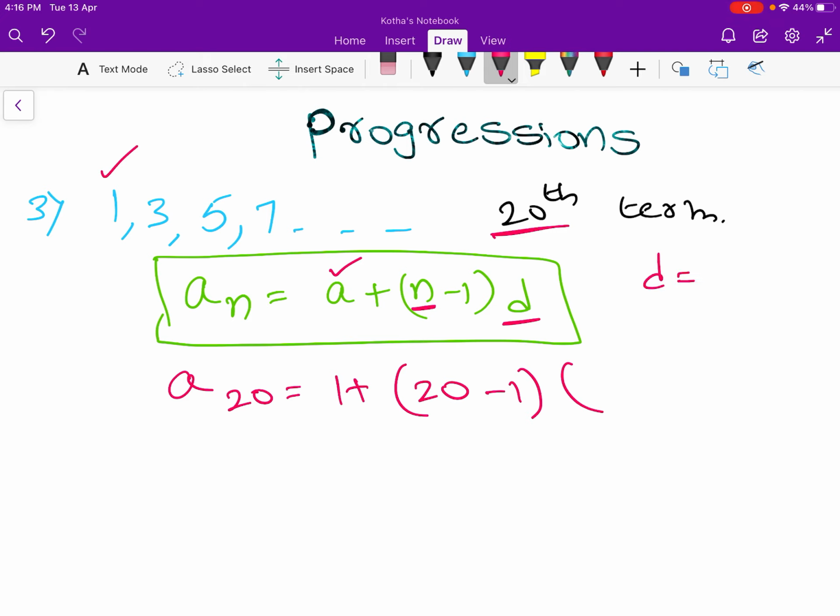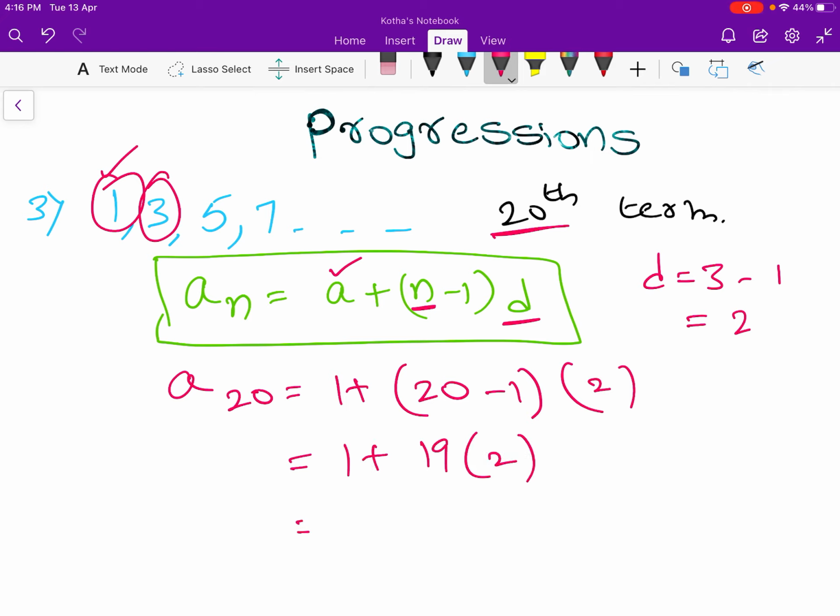So common difference equals second term, which is 3, minus first term, which is 1. So 3 minus 1 is 2. Now if we simplify, 1 plus 20 minus 1, 19 into 2, which equals 1 plus 19 2s are 38. 1 plus 38, 39. So the 20th term of that given progression is 39. And next type of question.